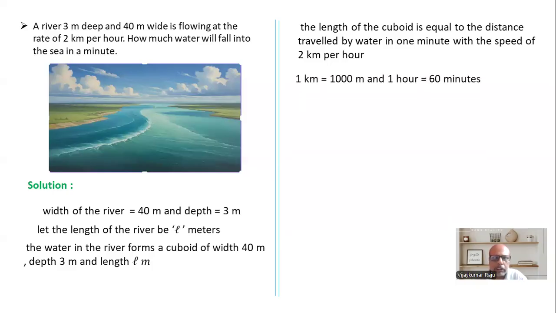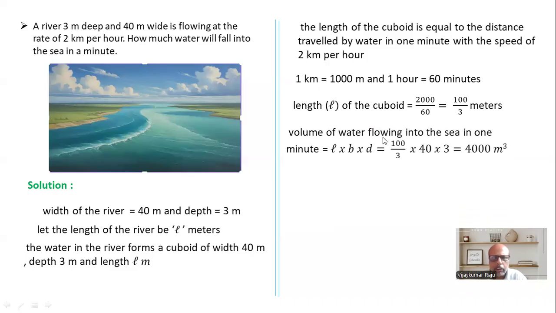1 kilometer is 1000 meters. This is a conversion. And 1 hour is 60 minutes. So if you see this, length of the cuboid will be 2 kilometers into 1000, that is 2000 meters, because all the other measurements are in meters, width and depth. So let us convert the length also in meters, that is 2000 meters. And per hour it is, let's convert into minute because we want it to be in 1 minute. So divide by 60. So 100 upon 3 meters. This is the length of the river water which is flowing into the sea in 1 minute.